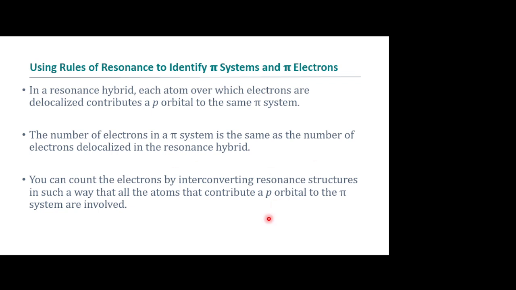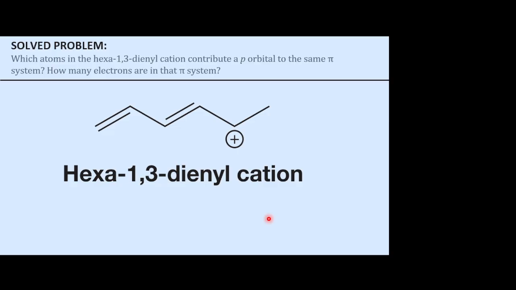You can count the electrons by interconverting resonance structures in such a way that all the atoms that contribute p orbitals to the pi system are involved. Okay. So which of the atoms in the hexa-1,3-dienyl cation contribute p orbitals to the same pi system? How many electrons are in the pi system?